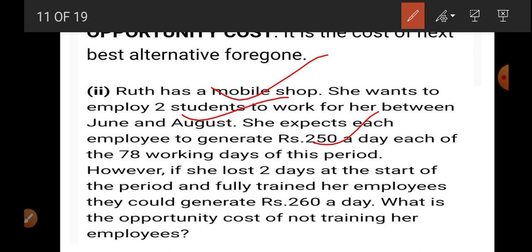So, you have to give this answer. What you are giving up, that is the opportunity cost of the first one.